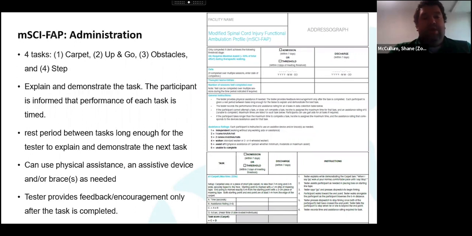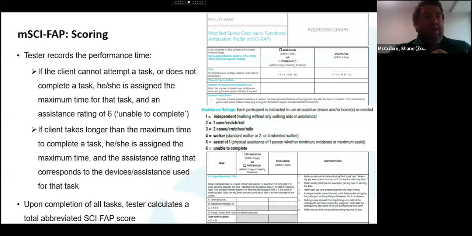is timed. Give a rest period between tasks that's long enough for the tester to explain and demonstrate. You can use physical assistance and an assistive device and/or braces as needed, and provide feedback and encouragement only after the task is completed. So you don't want to be doing it during the task. And you record the performance time.